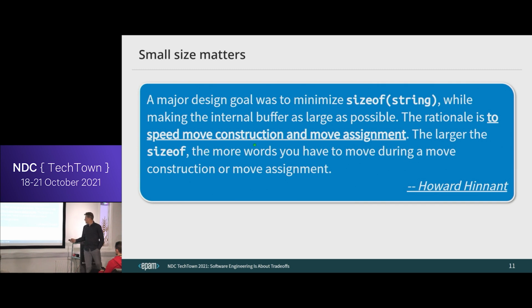He said that the major design goal of LLVM's approach was to minimize the size of the string while making the internal buffer as large as possible. Basically, the rationale is to make the speed of move construction and move assignment as fast as possible. Because if you have less data, move is faster, because move is just a copy of those pointers and sizes, right? So with GCC having 8 bytes more, it takes longer to do a move.